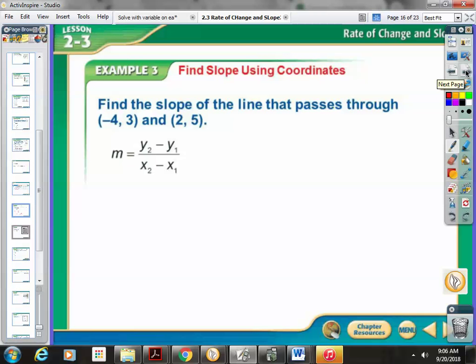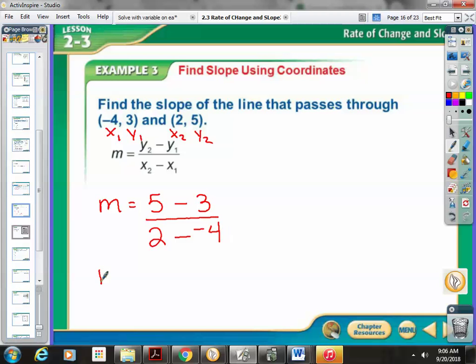I want to find the slope of the line that passes through these two ordered pairs. X sub 1, y sub 1, x sub 2, y sub 2. Let's substitute into our slope formula. So m equals, y sub 2 is 5, minus y sub 1, 3, divided by x sub 2, 2, minus x sub 1, negative 4. Remember, minus was part of our formula, the negative came from the 4. Make sure you include both in your problem.